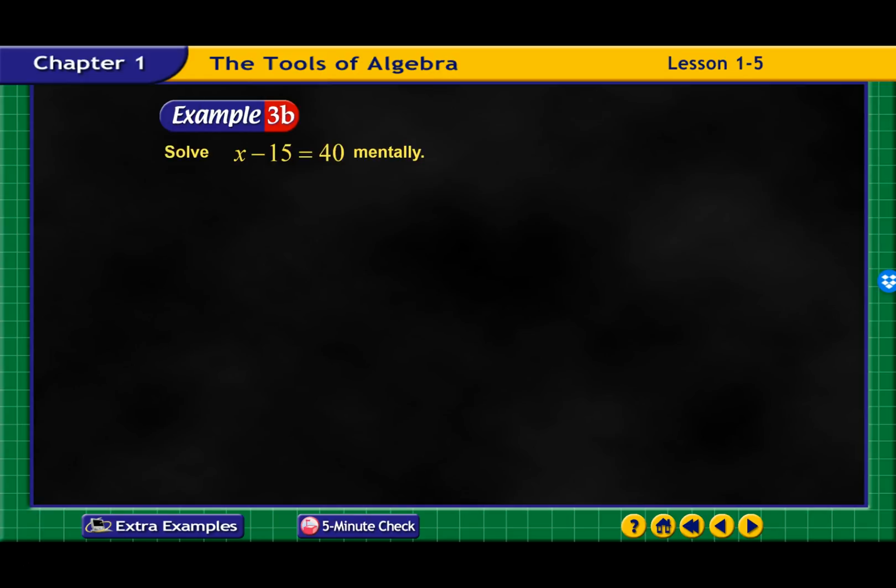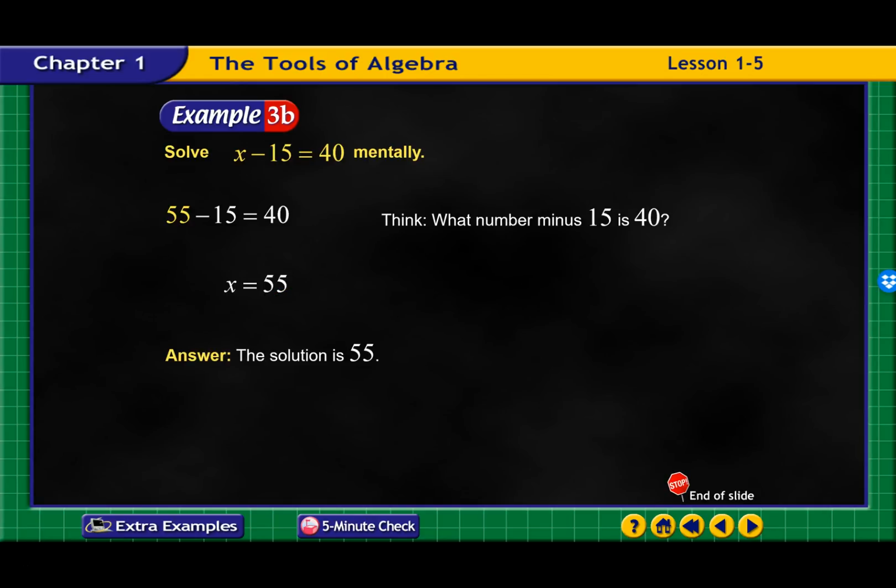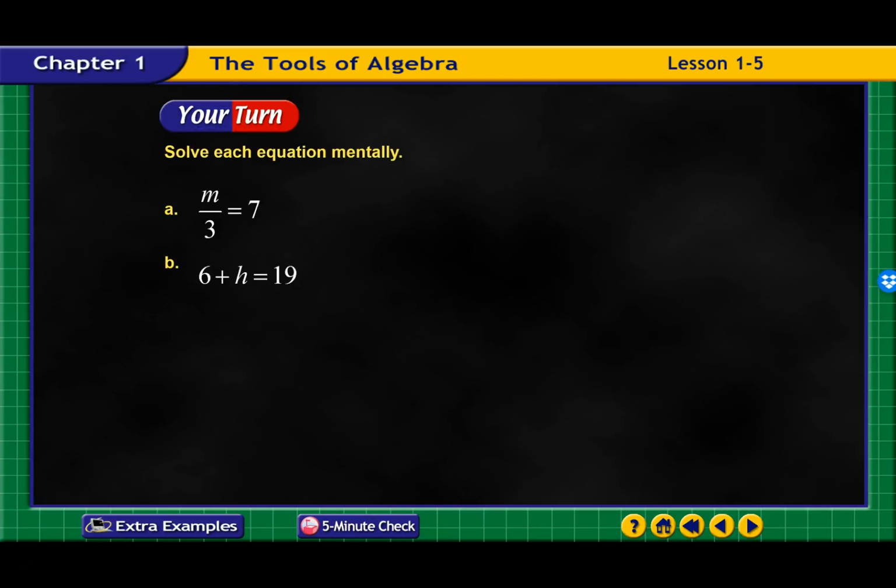Okay, try this one mentally. Again, now we've got to think, what number minus 15 is 40? So we also could go 55 minus 15 equals 40, or we could actually think the opposite of that. What number is 15 more than 40, if that helps you? Kind of your choice. The solution is 55. Okay, pause this, give them a shot.